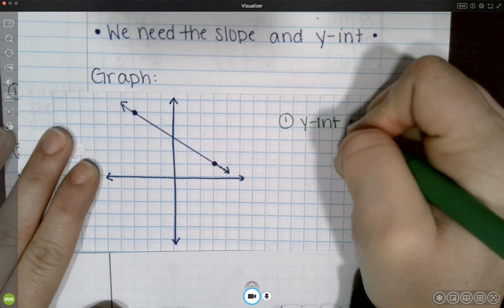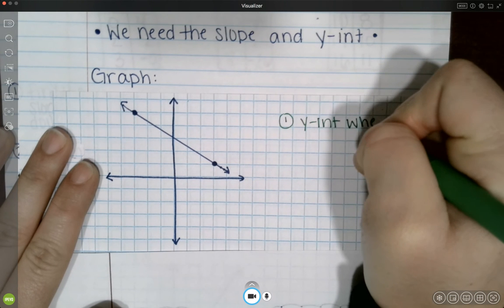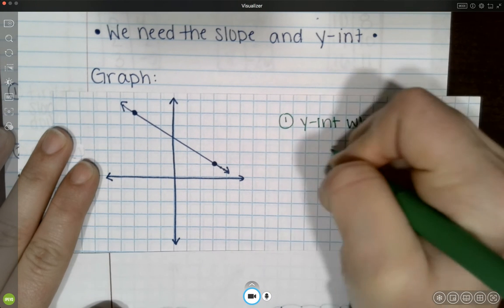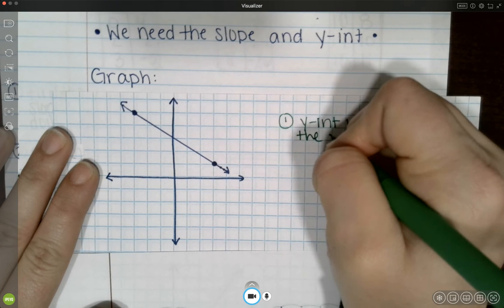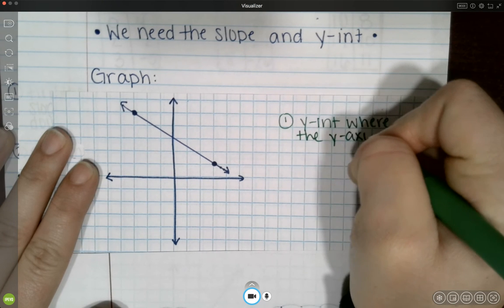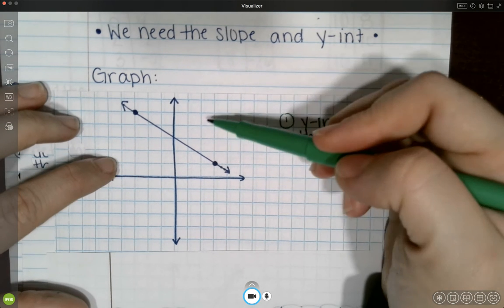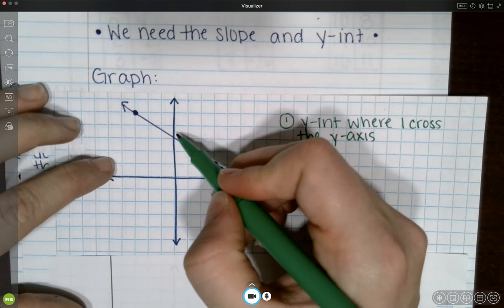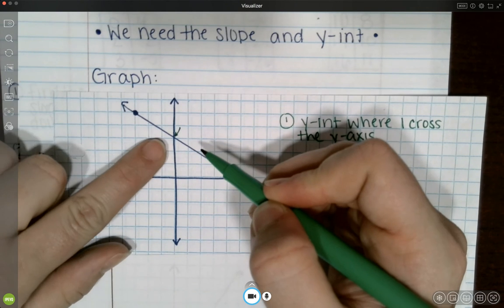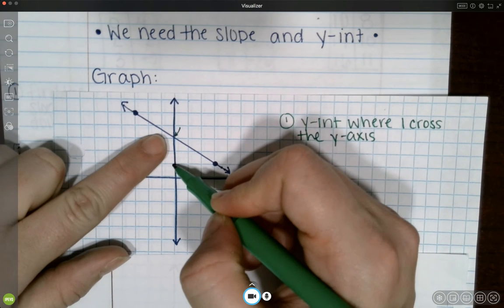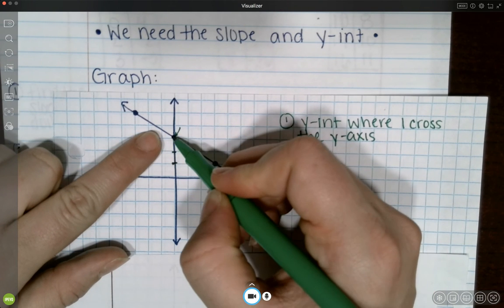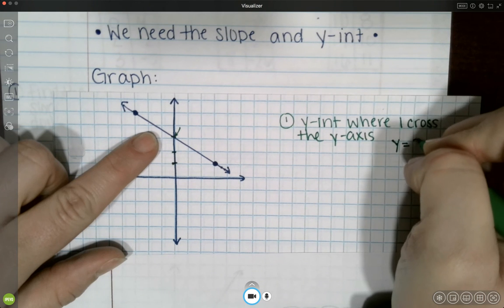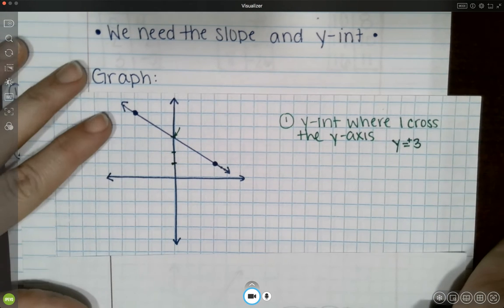And the y-intercept is where I cross the y-axis. In this case, remember, the y-axis is my vertical line. So I cross my y-axis right here at this spot, which is where y is 1, 2, 3. So y in this case equals positive 3.